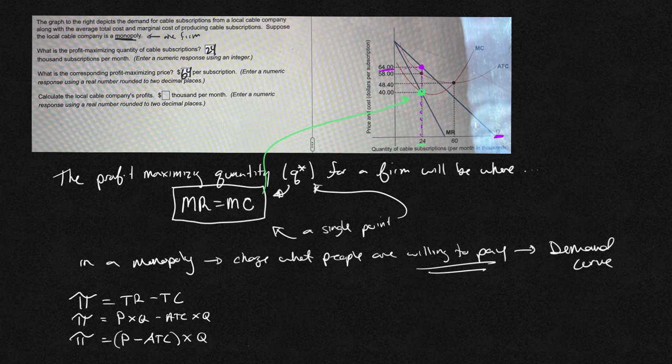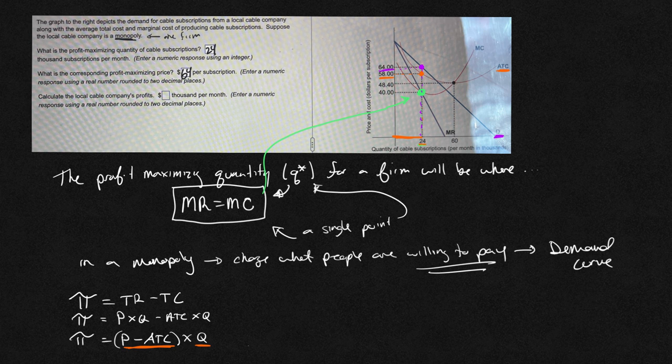So let's go with a new color. Let's just go with orange. We're going to look at price minus average total cost times quantity. Well, where is average total cost? At my quantity of 24, so there's my quantity of 24, my average total cost is this point, so it's going to be 58.